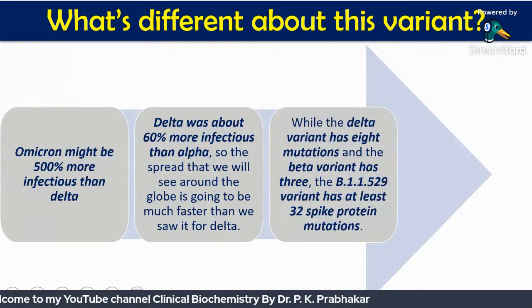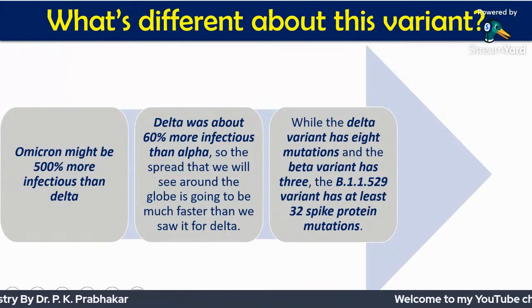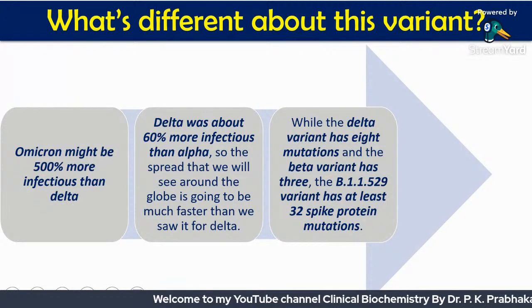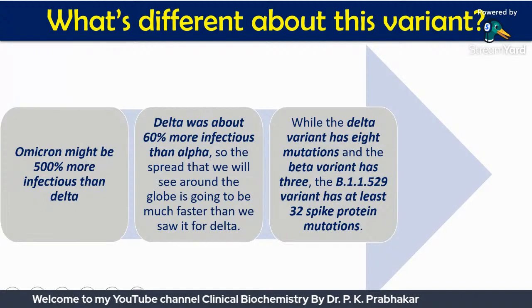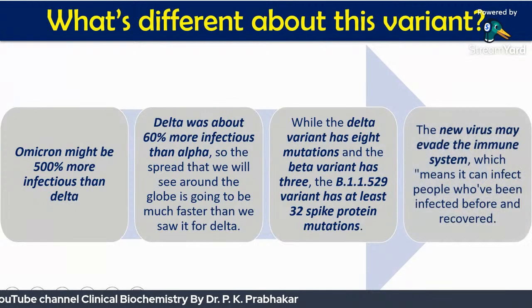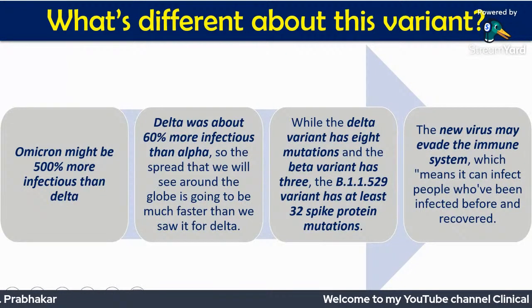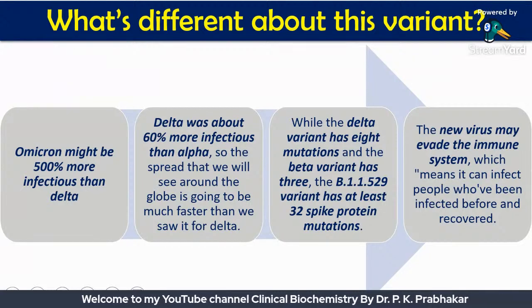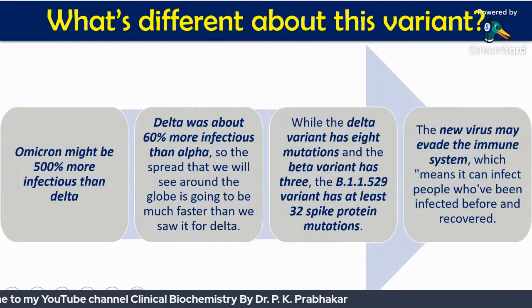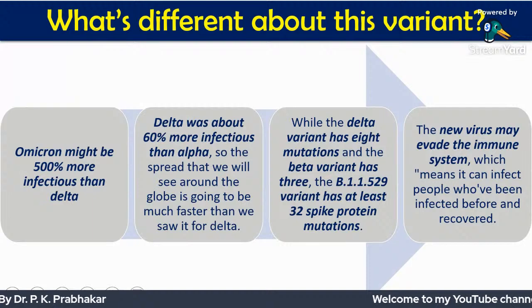While the Delta variant had only 8 mutations, and the Beta had only 3 mutations, this Omicron variant has at least 32 spike protein mutations, and all these mutations are going to make this variant a new virus. The new virus may evade our immune systems. It means even if someone has had COVID vaccines or COVID infection earlier, they may not be immune to this new variant. This new variant can infect vaccinated people, previously infected people, or people who have recovered from corona also.